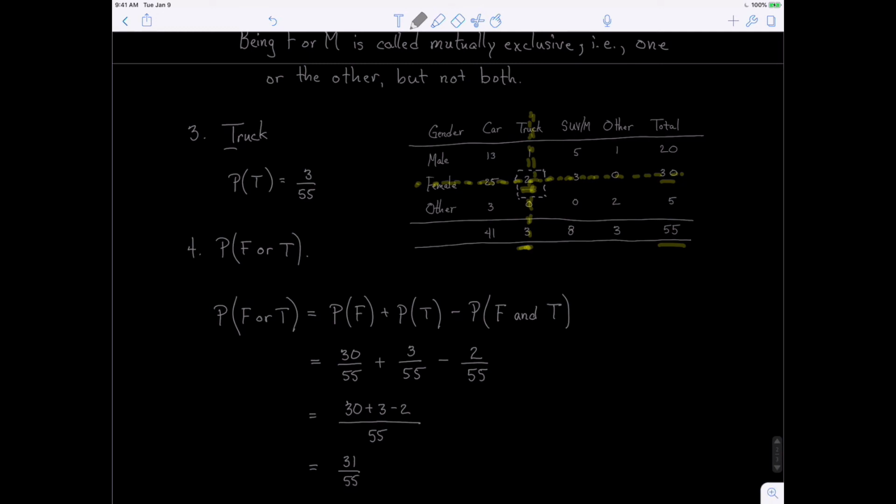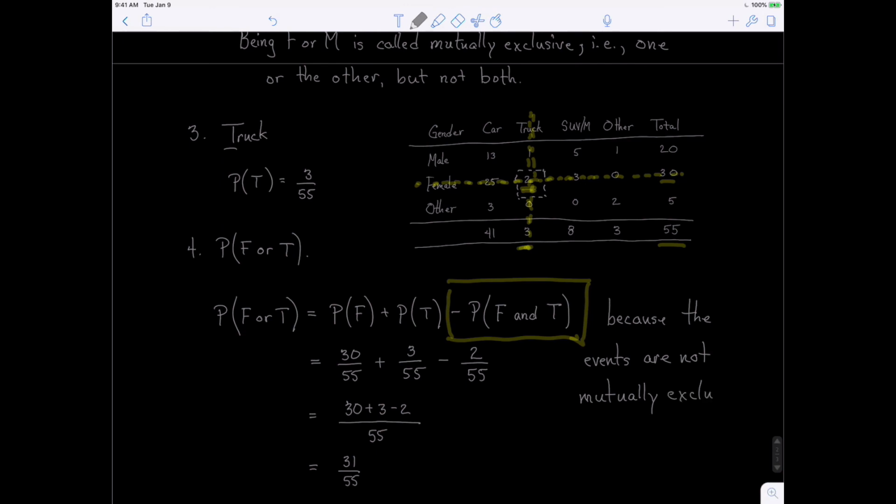And so when you had to subtract this piece here, we would say this is because the events are not mutually exclusive.